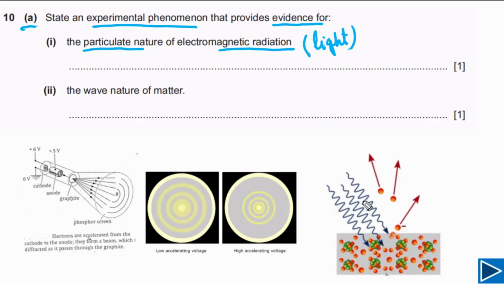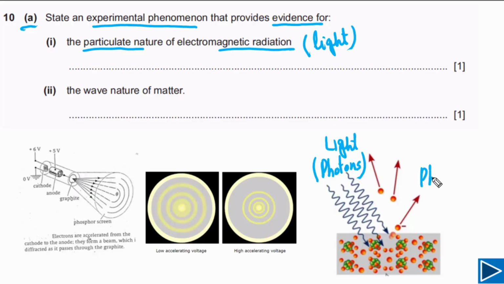Now, if you look at this one, you can see this is the light. We shine light on metal and electrons are emitted from this metal. So how can we explain this? This phenomenon we cannot explain if we treat light as a wave. We can only explain this phenomenon if we treat light as particles, meaning light consists of photons, packets of energy, discrete quantities. So we can explain this phenomenon.